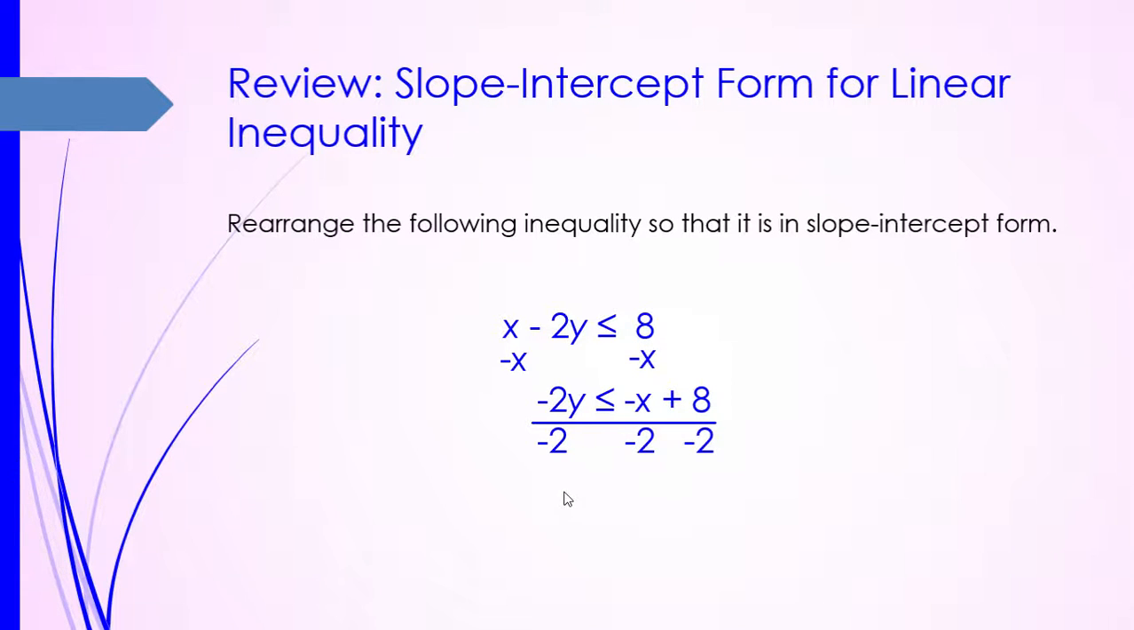And keep in mind, because we either multiply or divide by a negative, which we did, negative 2, we have to switch the symbol for the inequality. So it was a less than or equal to. Now it turned into a greater than or equal to. So keep in mind, when you multiply or divide by a negative, you must switch the inequality sign. Alright, and that is already in slope-intercept form.